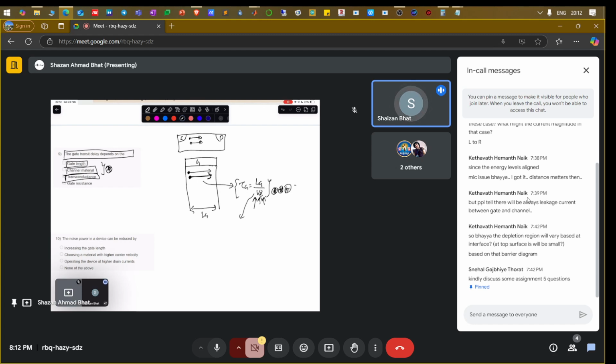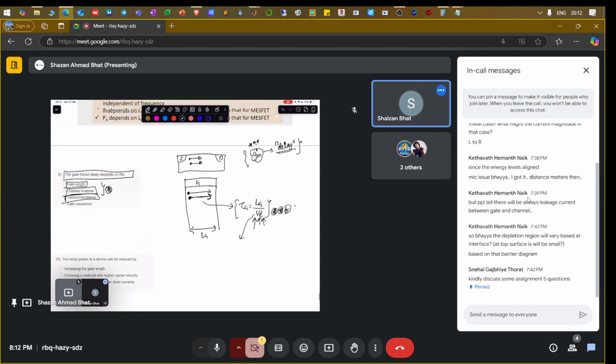And transconductance, again, we have considered in the previous session how the GM depends upon the gate transit delay, how it can vary the GM. We're not going to discuss all those aspects again here.